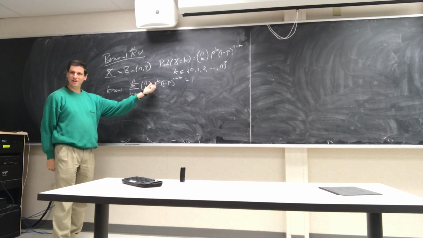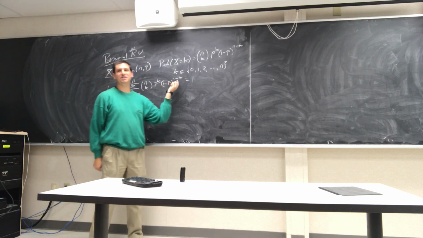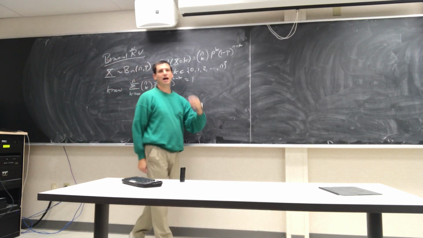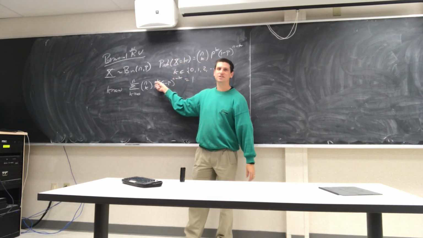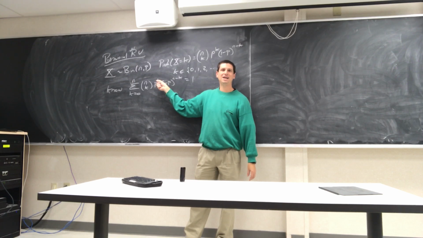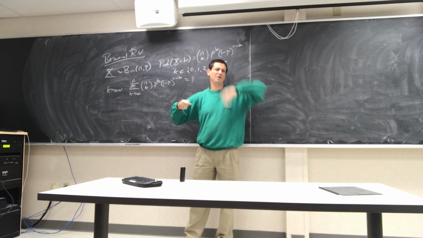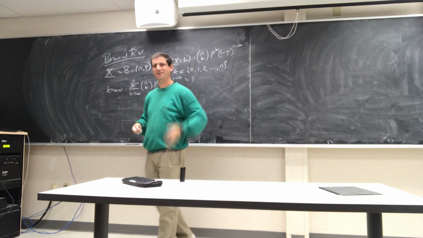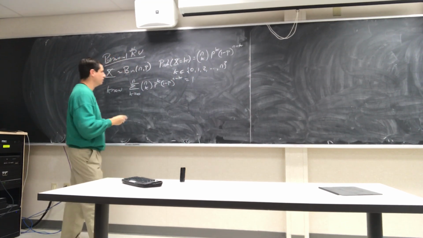I can try to apply d by dp or p d by dp, but the problem is, I'll bring down a k when it hits this, and I'm going to bring down an n minus k when it hits that. I only want the derivative to hit part of it. Am I allowed to have the derivative hit just part of it? If I have the derivative of a product, can I say, oh, I'm going to just take the derivative of the first part and not the other? No. So here's the trick.